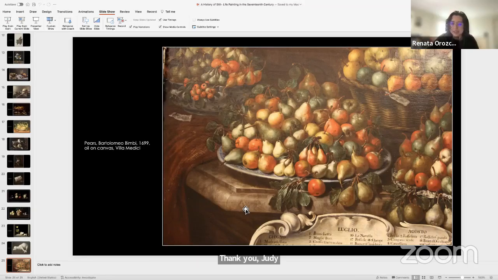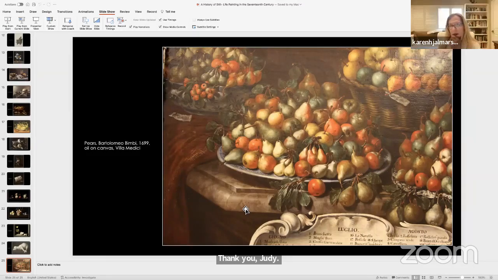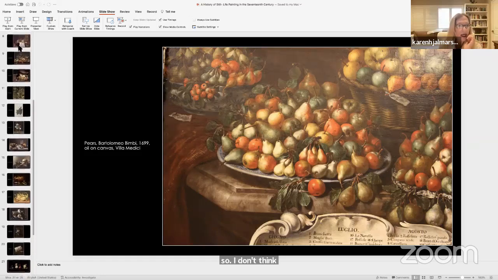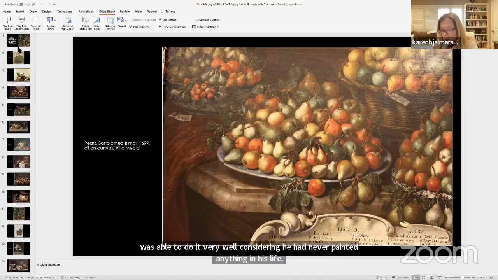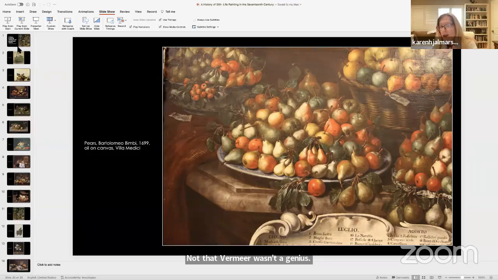And lastly, from Larissa, did Caravaggio use camera obscura? Thank you. No, I don't think so. Let me show you the painting and then we can talk about it. That's a very good question, by the way, because we do think that Vermeer did use camera obscura. If you read the book by David Hockney, the great British artist now living in America, he wrote a whole treatise on that. And if you see the film Tim's Vermeer, he tried to duplicate a Vermeer painting using camera obscura, and he was able to do it very well, considering he never painted anything in his life. Not that Vermeer wasn't a genius, that is not the case, but he probably did use some of these optical devices.